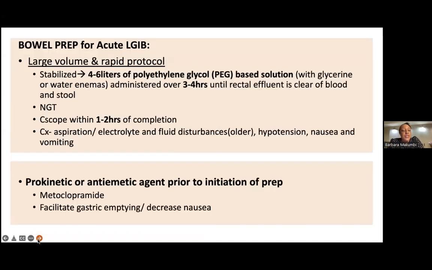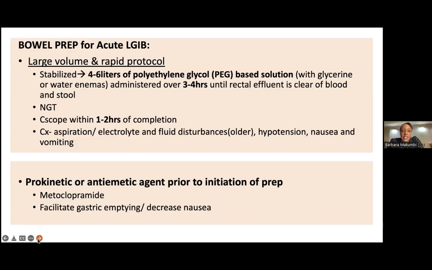The prep differs for your acute lower GI bleed. So it's a large volume prep and rapid protocol. You try and stabilize your patient, and then you give 4 to 6 liters of the PEG-based solution. And they say you can give some water enemas or glycerine enemas. This is administered over a period of 3 to 4 hours. And then this is done until you have clear fluid coming out PR with no stool or blood. In some patients who are less stable than others, a nasogastric tube may facilitate this.